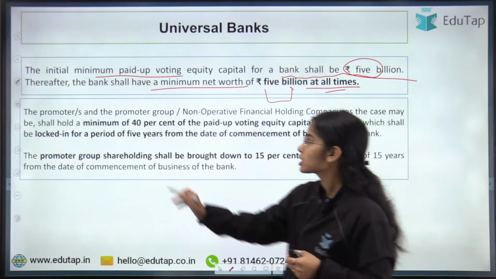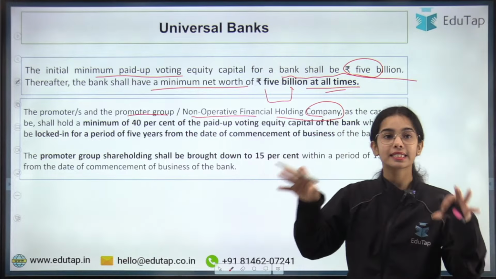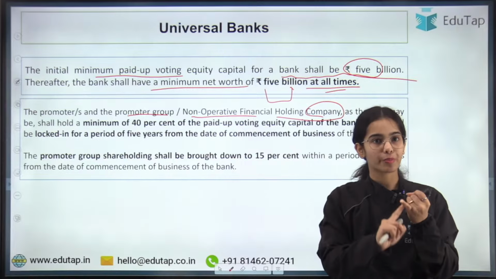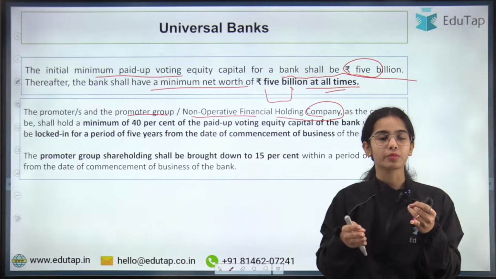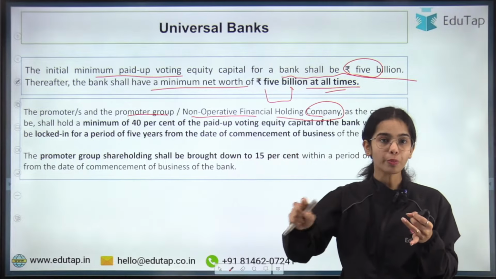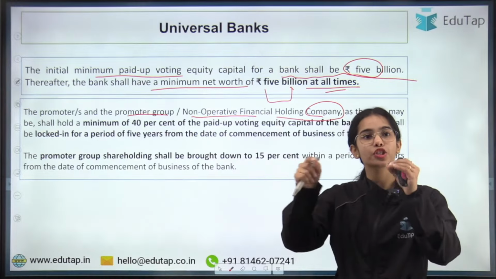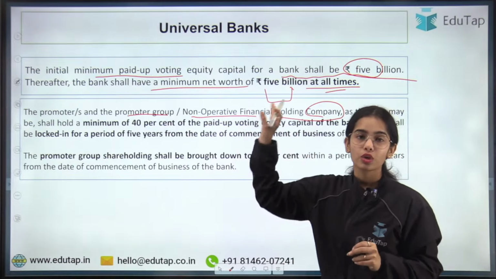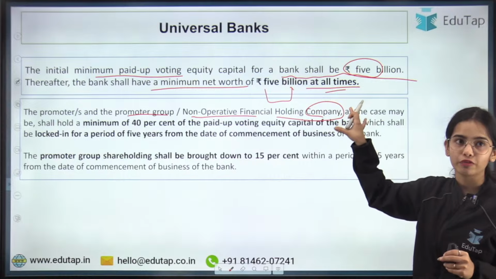The promoter group or the non-operative financial holding company that has established a universal bank. So a universal bank is established by a promoter or promoters, the establisher of the bank, or the promoter group has established the universal bank, or the universal bank can be established under a non-operative financial holding company, as the case may be. The universal bank can be established under any of these.